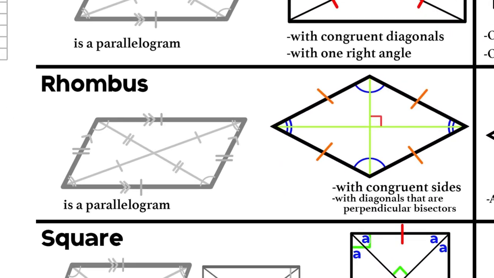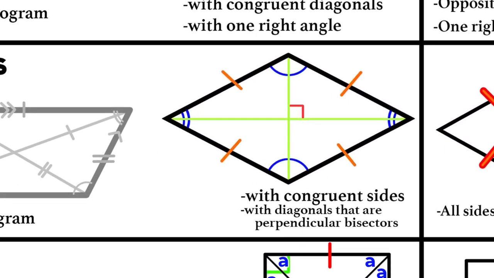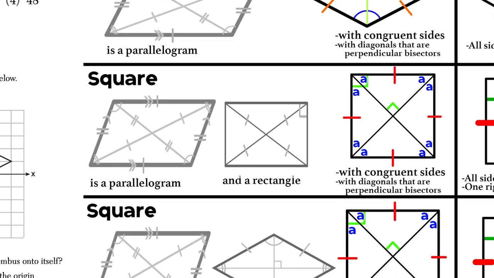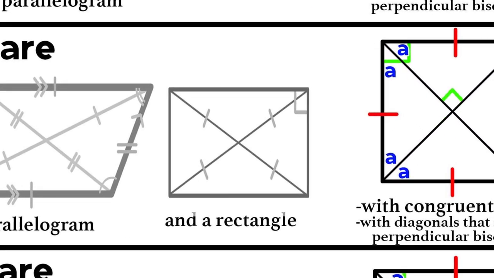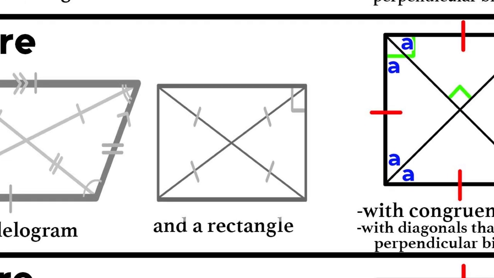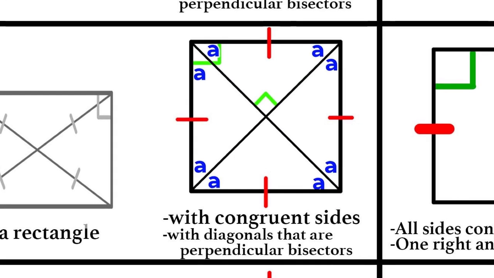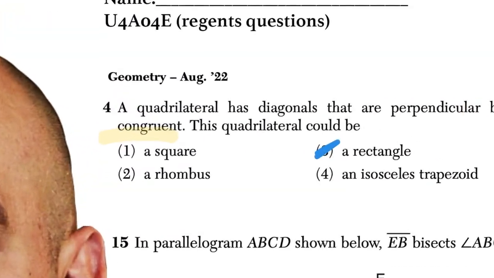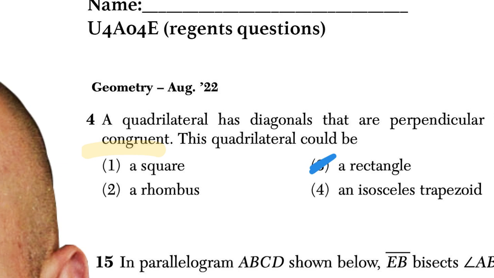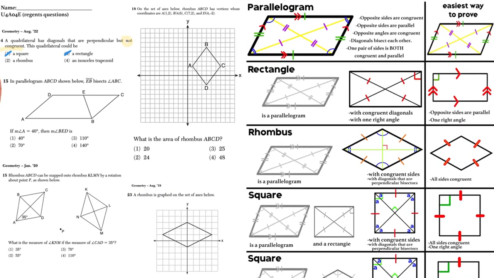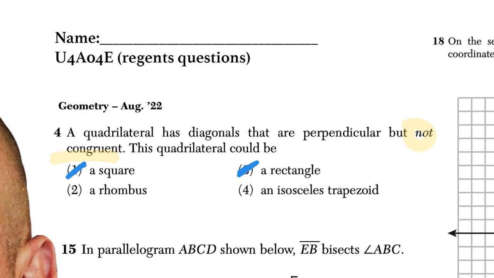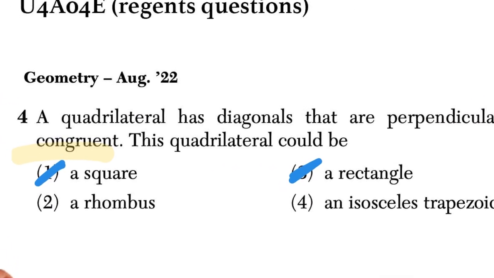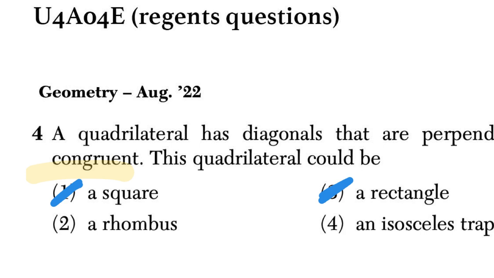A rhombus is a parallelogram with congruent sides. And for good measure, we'll take a look at a square. A square is a parallelogram and a rectangle, which means that a square has congruent diagonals along with congruent sides. Because of this, we can rule out option 1, because it has congruent diagonals as well. We haven't really explored isosceles trapezoids, but if you reference the other document I shared with you, you can easily rule out option number 4. And it makes sense why option 2 is the correct answer.